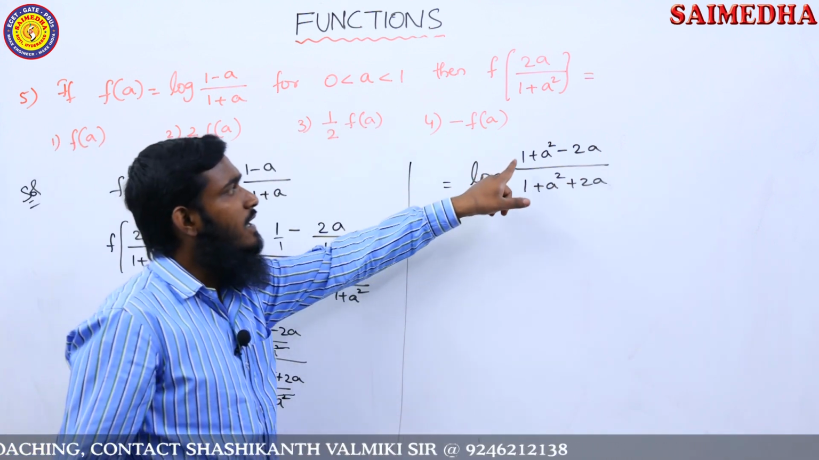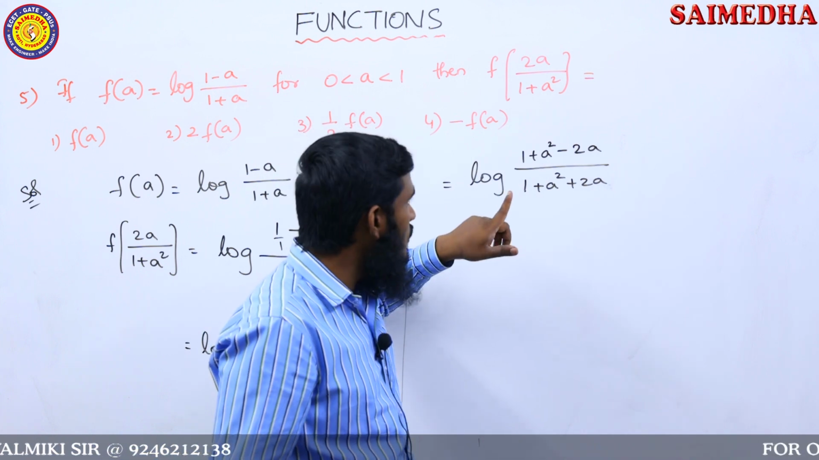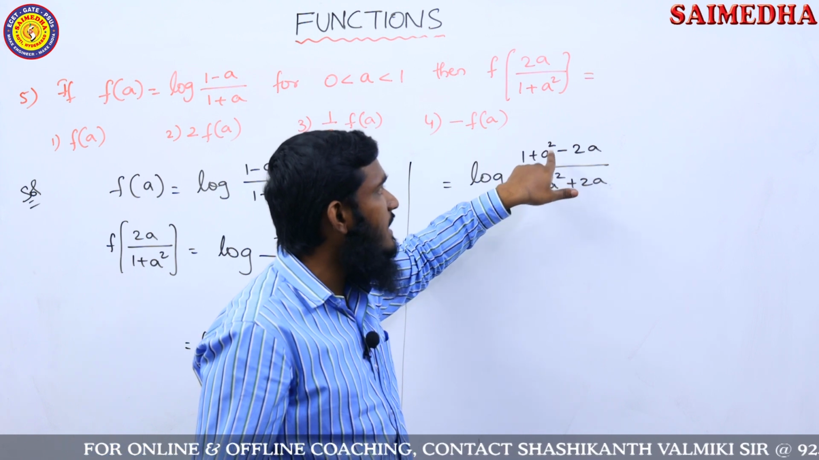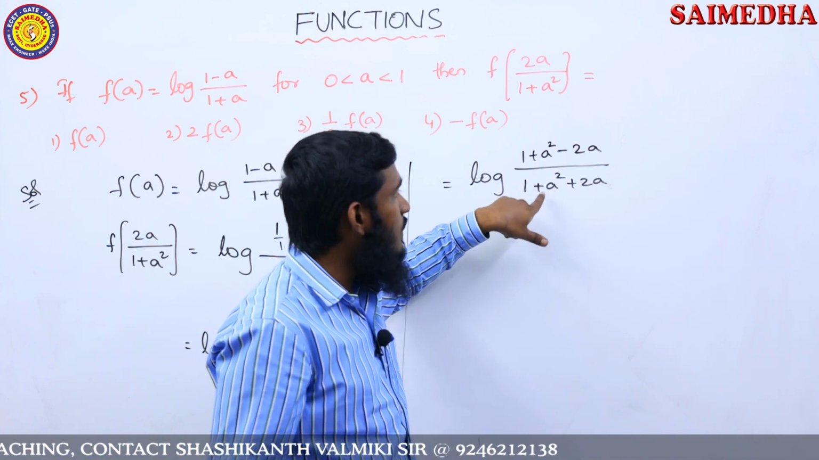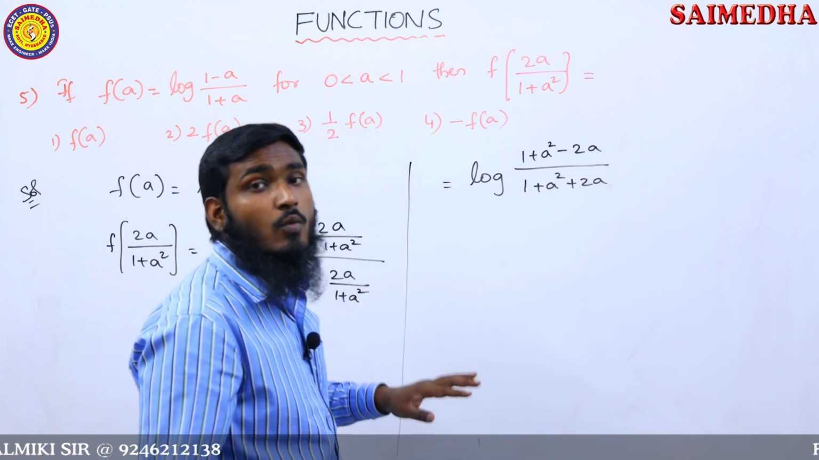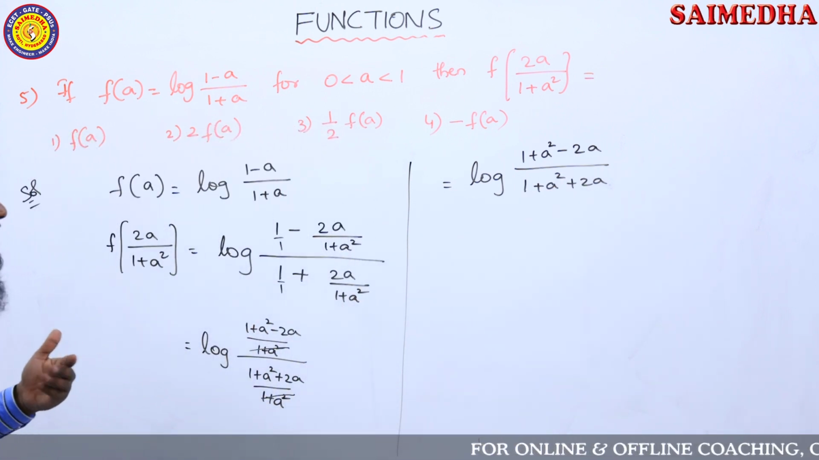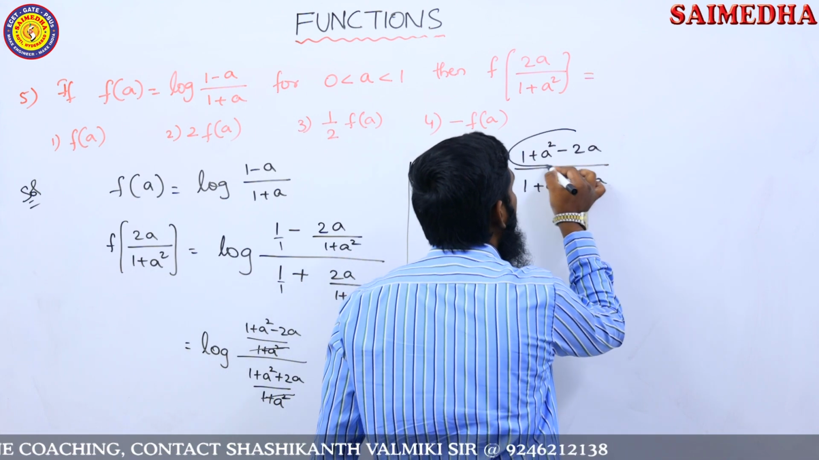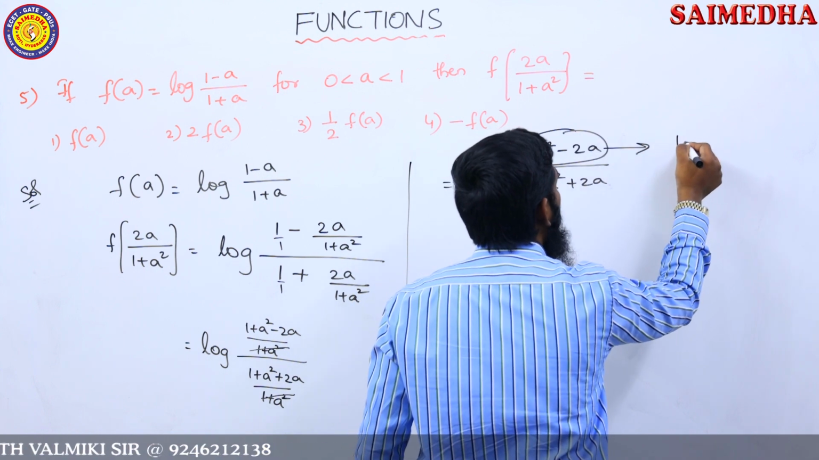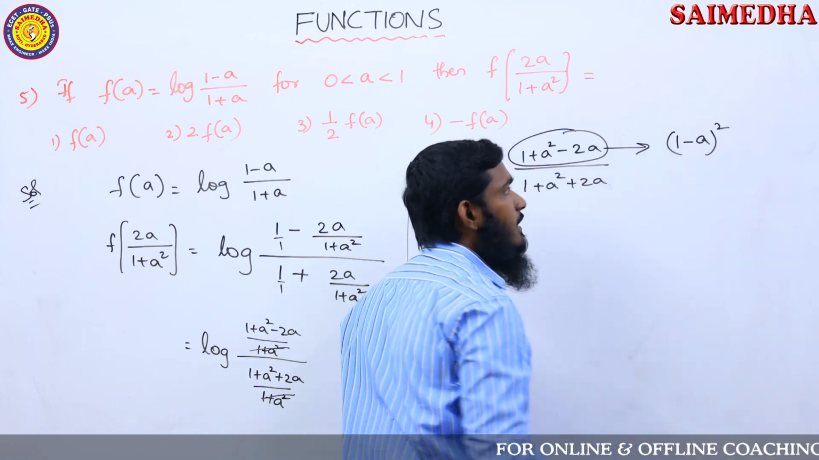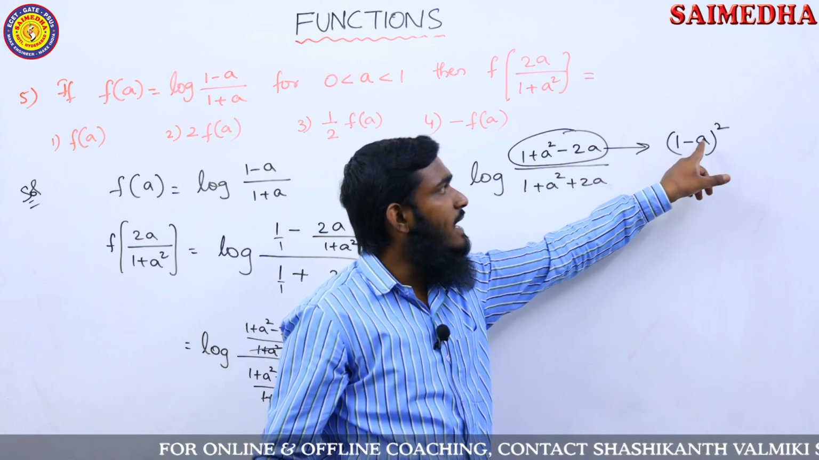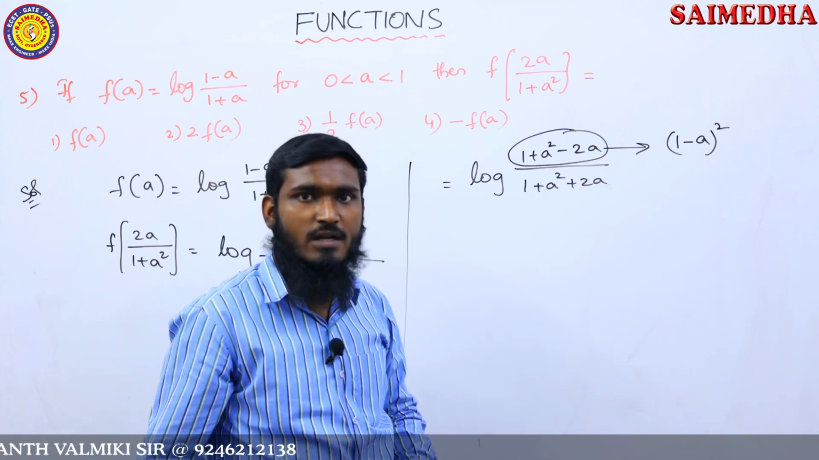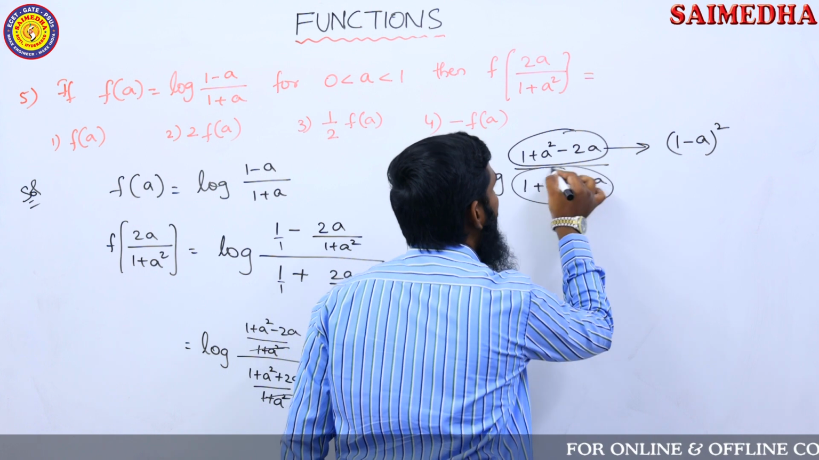Understood? Now in this part, 1 we can write as 1 square also, and in this part also as 1 square. So we are writing 1 square plus a square minus 2a, and 1 square plus a square plus 2a. It is in the form of (a plus b) whole square and (a minus b) whole square. So for this part we write 1 minus a whole square, because (a minus b) whole square means a square plus b square minus 2ab.